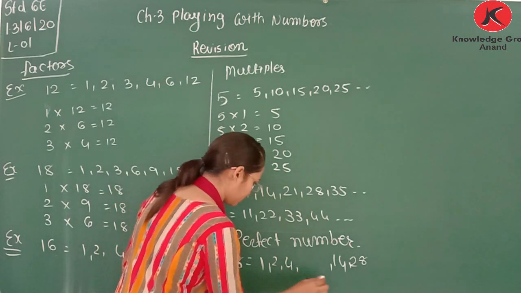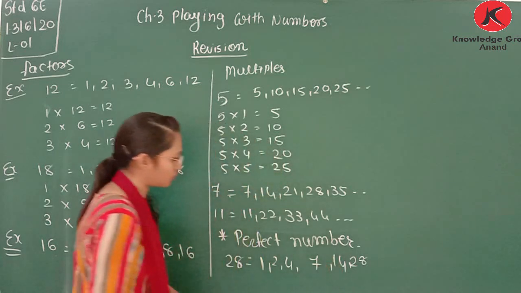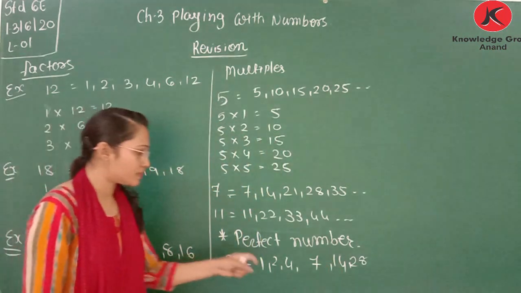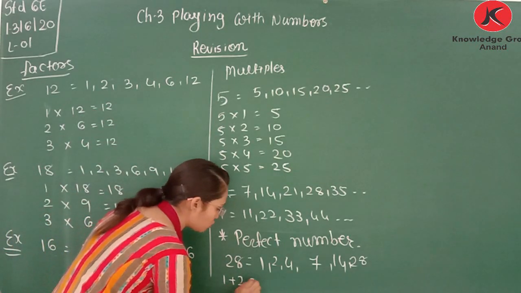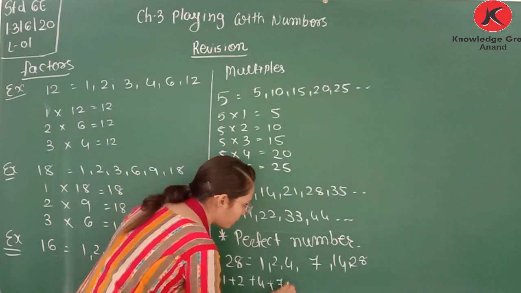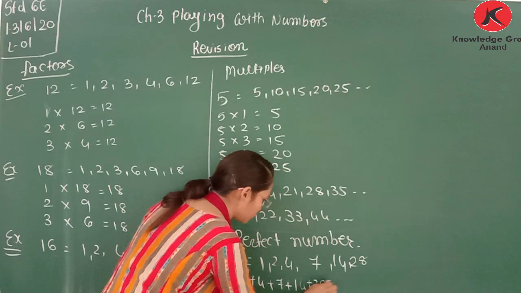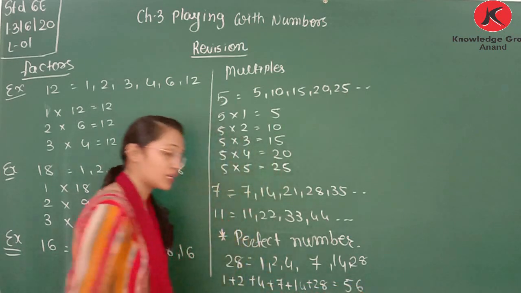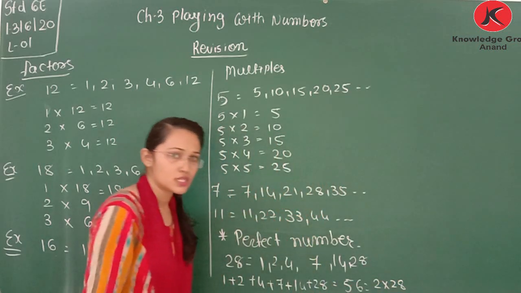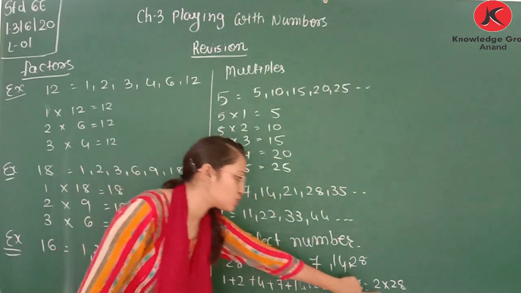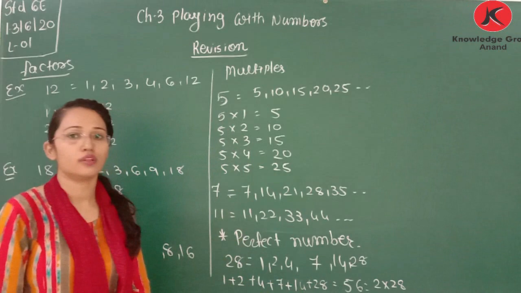4, 5 not possible, 6 is not possible, and 7. So if we add 1 plus 2 plus 4 plus 7 plus 14 plus 28, we will get 56. That is 2 times 28. It means the sum of factors is twice the number, then it is called a perfect number.